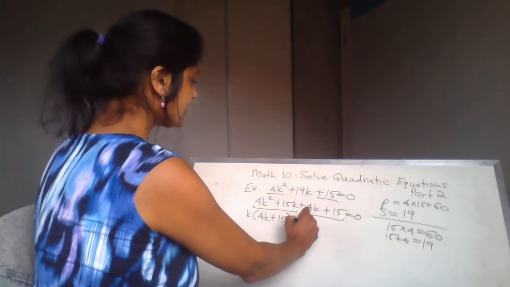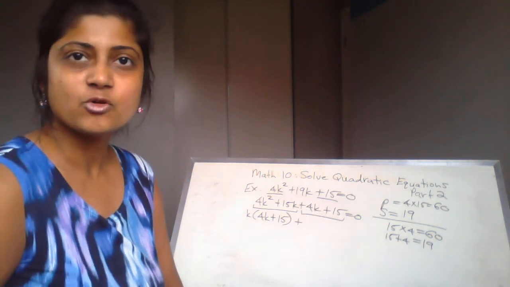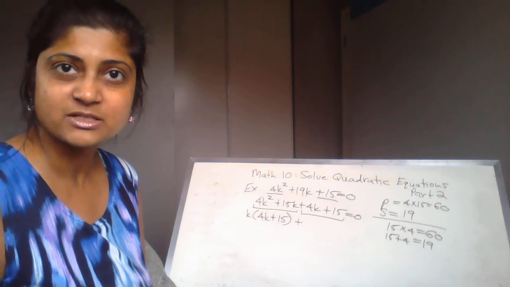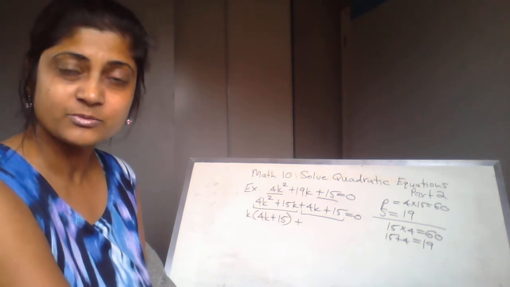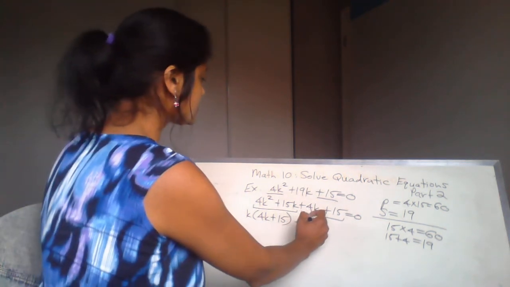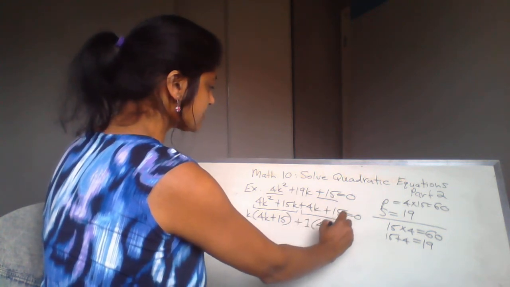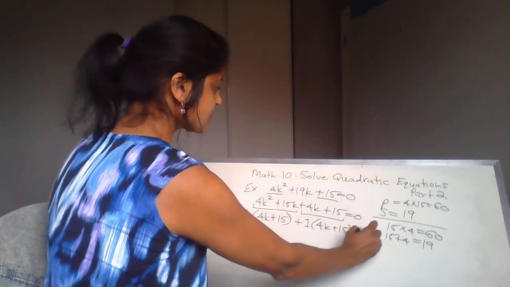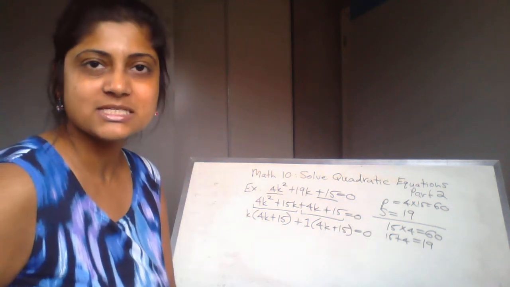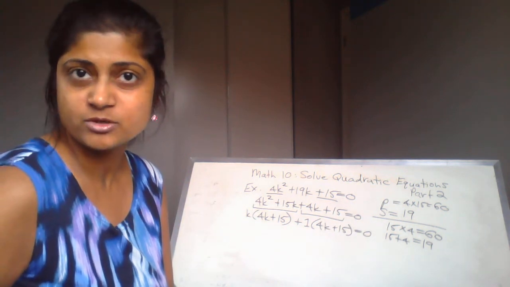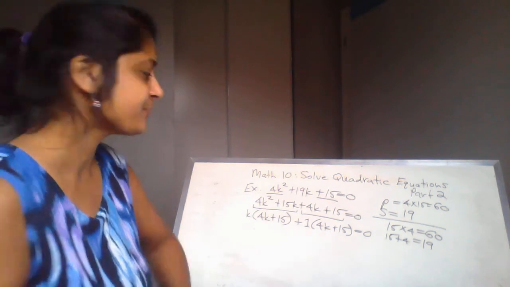Okay, let's take out a common factor here. Again, I have 4k plus 15. There's no common factor. That does not mean it's 0. Okay, what it means is that it's equal to 1. We're taking out 1 here. And it won't make a difference for this. So I'm going to put 4k plus 15 equals 0. So you can see I didn't really change anything in terms of the signs or the numbers here.